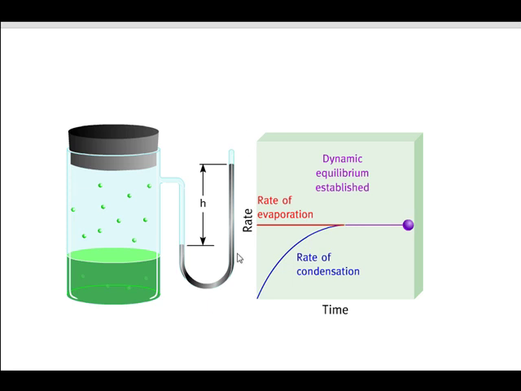how the mercury level changes, or the height difference of the mercury level changes, as well as the particles moving in this container, as well as what you understand dynamic equilibrium to be.